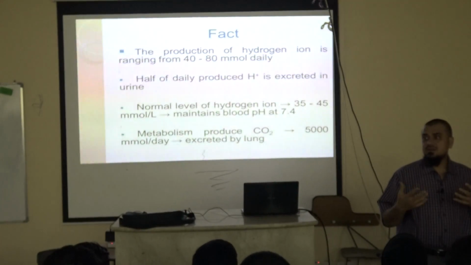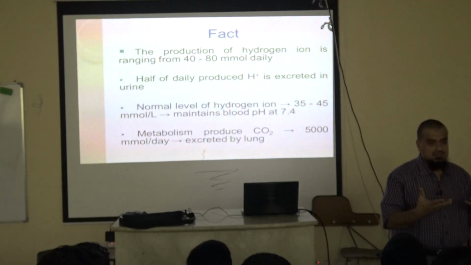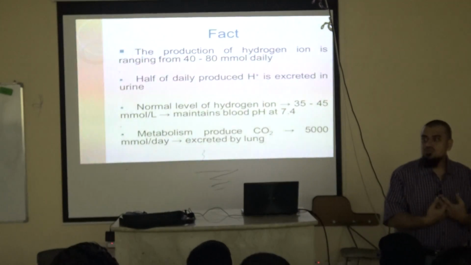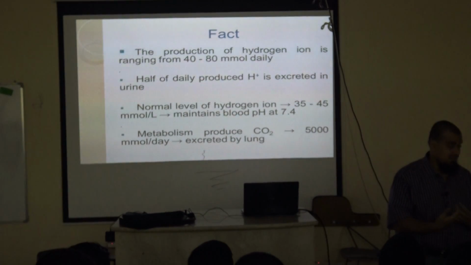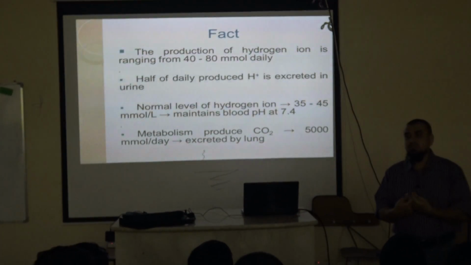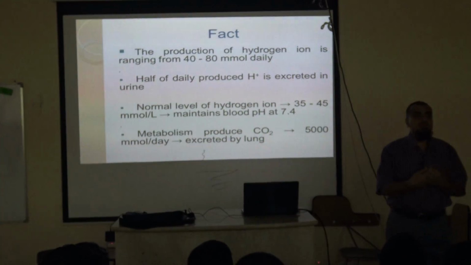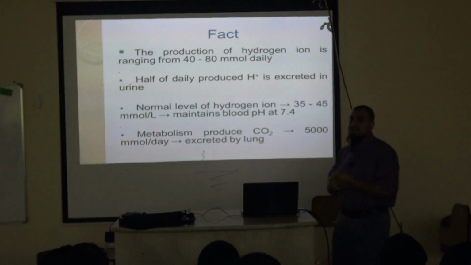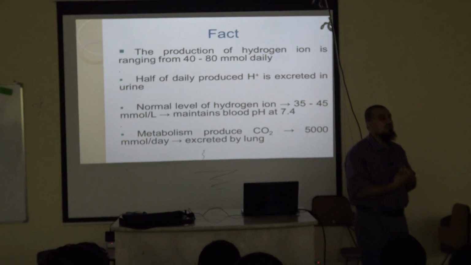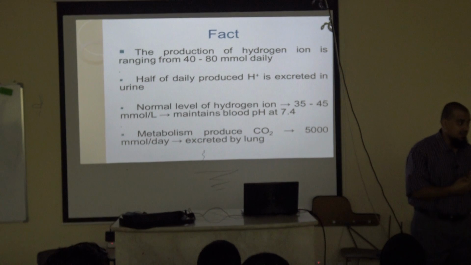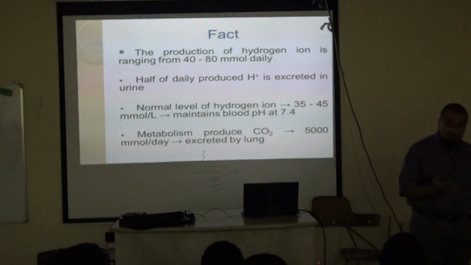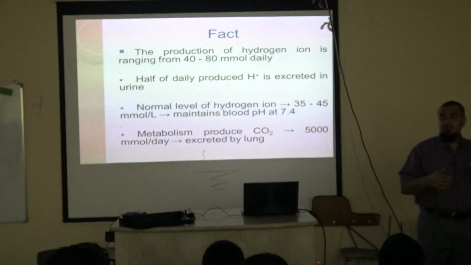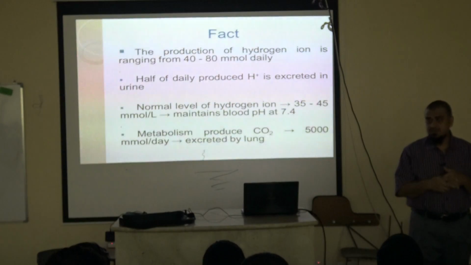Similarly, you must have heard the words like amino acids, fatty acids. So it means in your body you have a lot of acids. Generally speaking, the human body produces 40 to 80 millimoles of hydrogen per day. So it means we are in a state of production of acids, hydrogen. Now we have to get rid of this hydrogen.